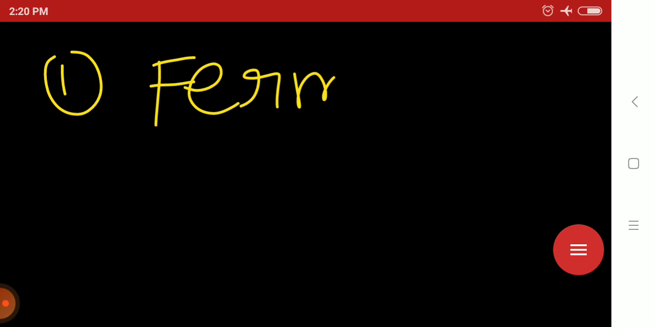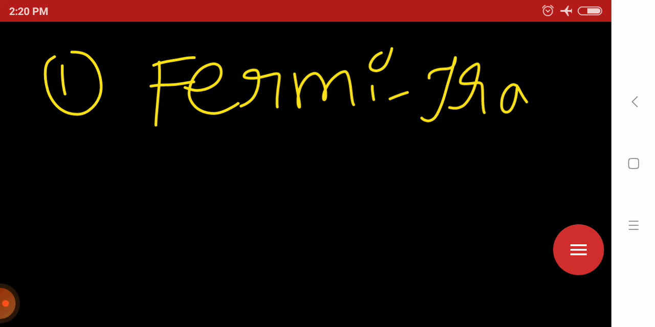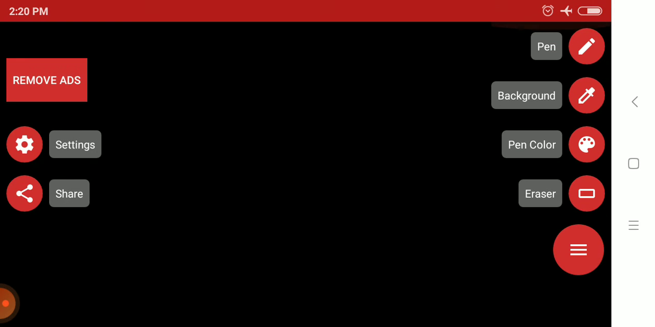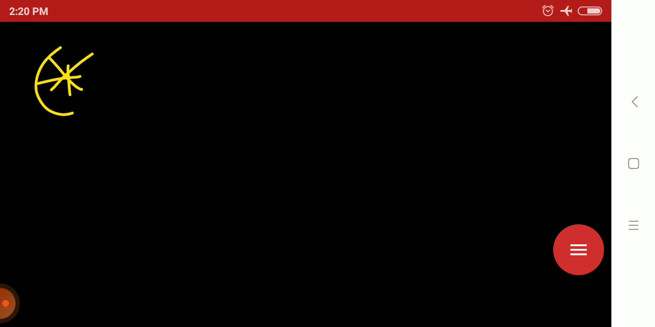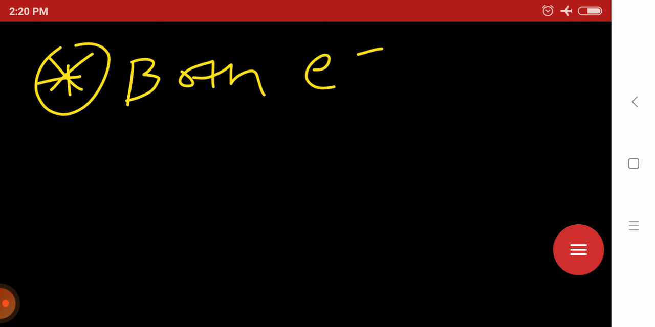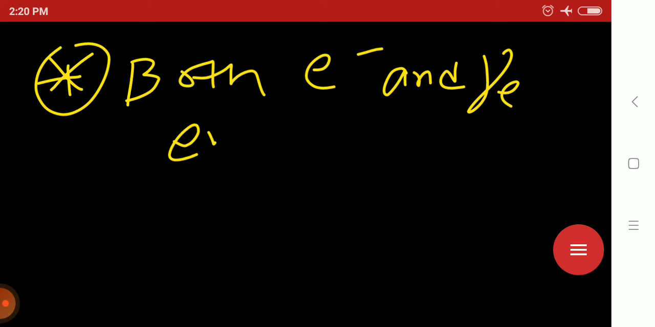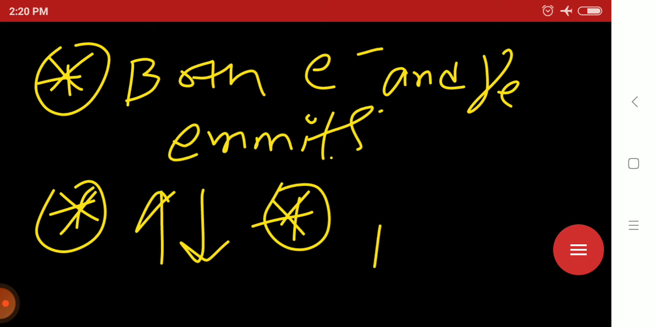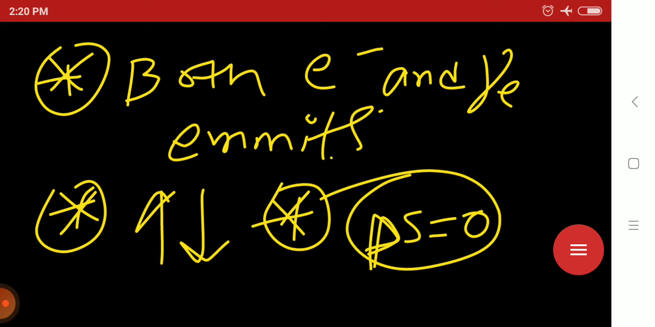For the Fermi transition, remember some specific properties. For the Fermi transition, both the electron and neutrino are emitted with opposite spin. Electron and neutrino have opposite spin, and that is the reason delta S, the change in spin, is 0.